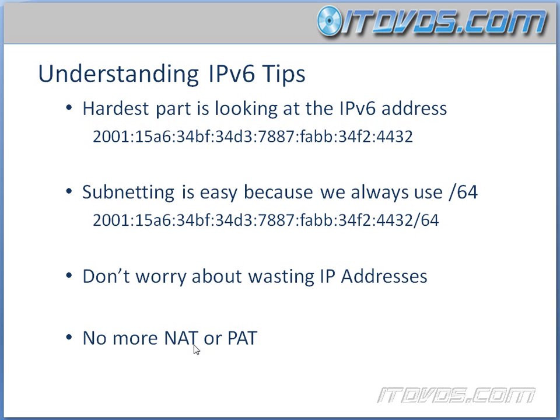Now, when we hear no more NAT or PAT, there's the immediate concern normally that, wow, I'm going to put an IP address on my desktop and laptop that is routable on the internet. That sounds pretty scary, and we're going to talk about that specifically in a later movie about why it's really not that scary. But we need to get into IP version 6 a little bit more before we have that conversation. So if we can burn these things into our brain, basically subnetting is simple. We're always going to use a /64. Don't worry about wasting IP addresses. No more NAT and PAT. Then that will allow us to pick up IP version 6 very quickly.